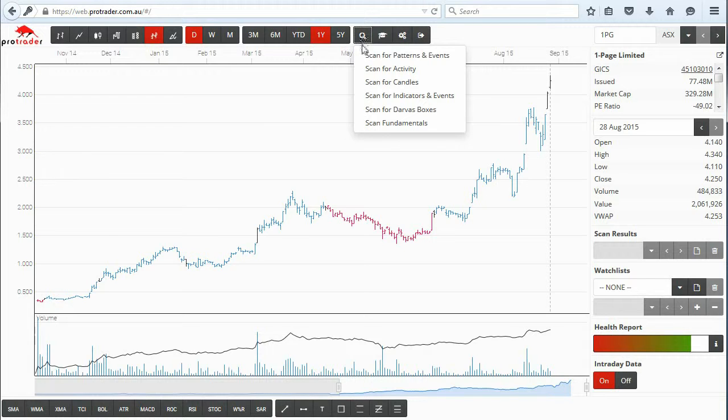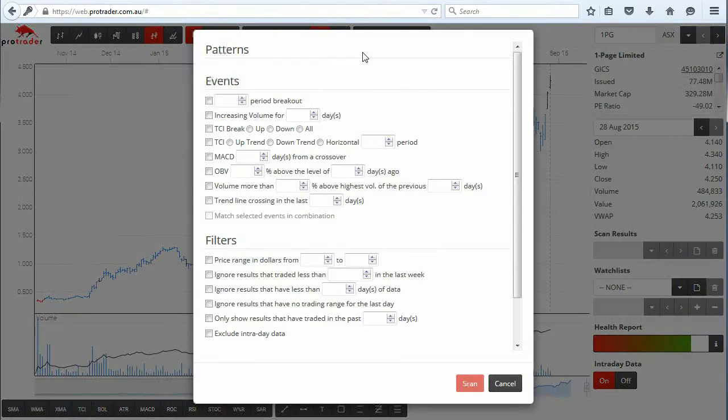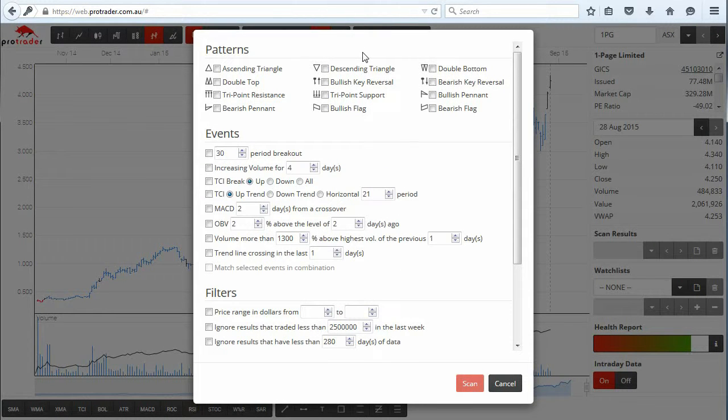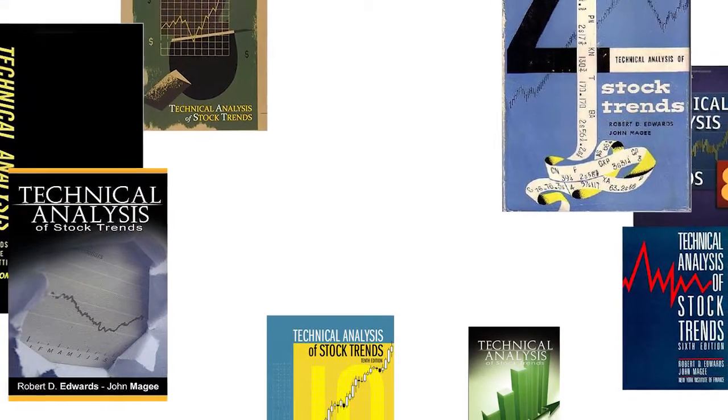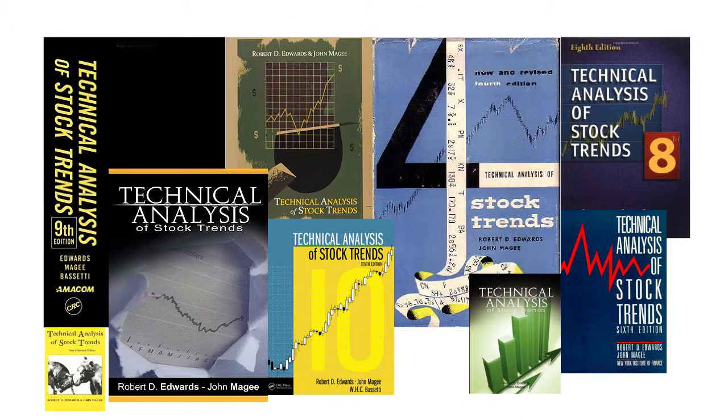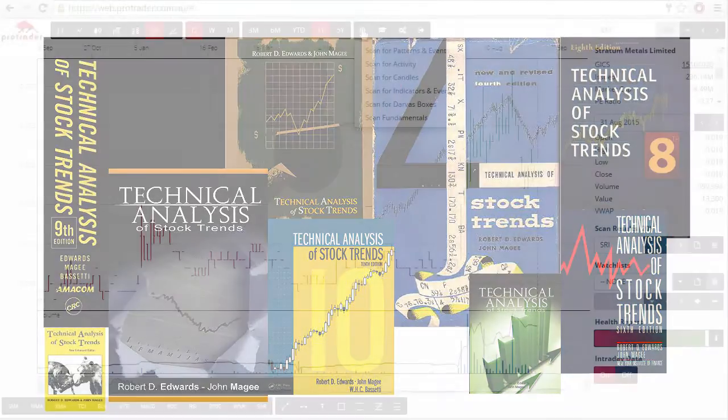In the Scan for Patterns and Events menu, you are able to scan for various patterns that occur over and over on charts. Patterns like triangles, flags, pennants, key reversal, and resistance and support lines. Edwards and McGee wrote the Bible on technical analysis called Technical Analysis of Stock Trends in 1948, and it's up to its 9th edition. They go into detail on how to trade these patterns, and we can help you find them. You are also able to scan for various activity.